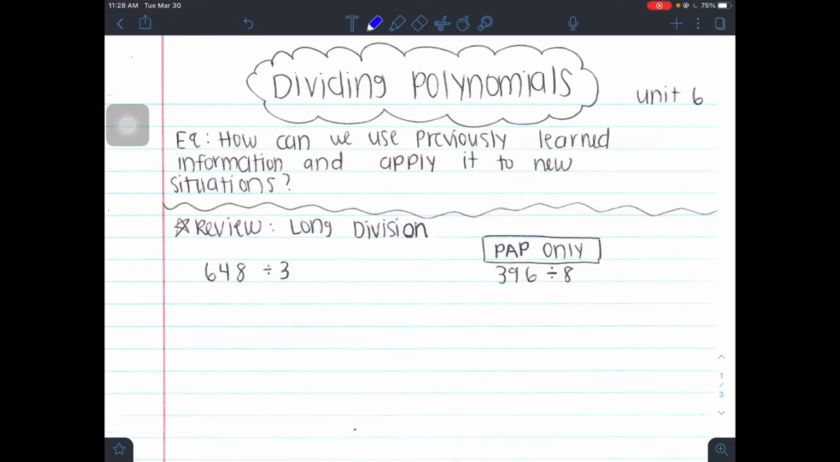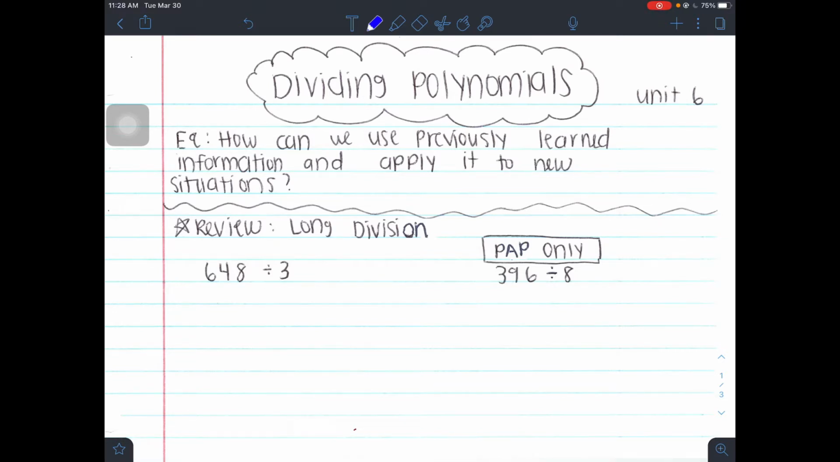Hey guys, welcome to the notes for dividing polynomials, where we'll talk about the factor and reduce method. Previously, I have taught this using long division. Now long division can be a lengthy process, so to make it a lot easier, we can do a process called factor and reducing. So our essential question is, how can we use previously learned information and apply it to new situations?